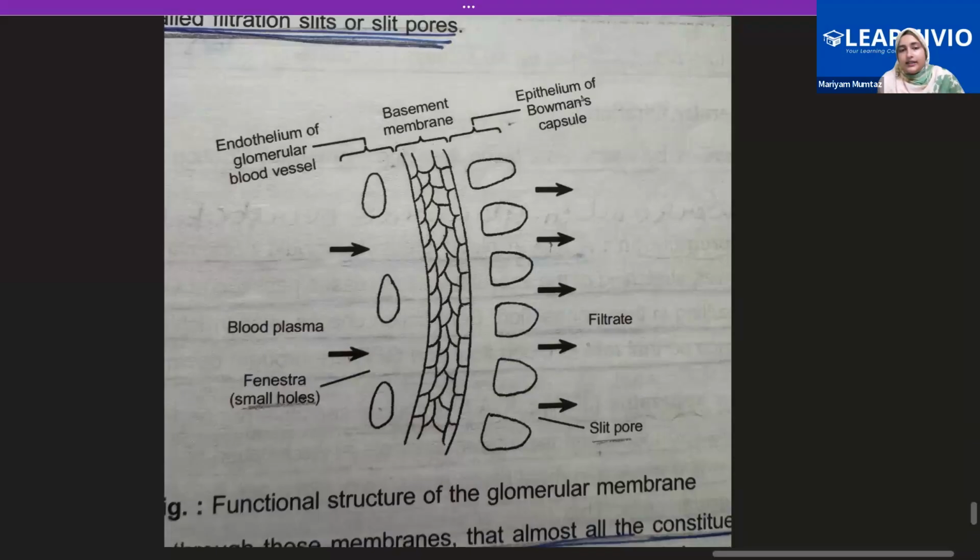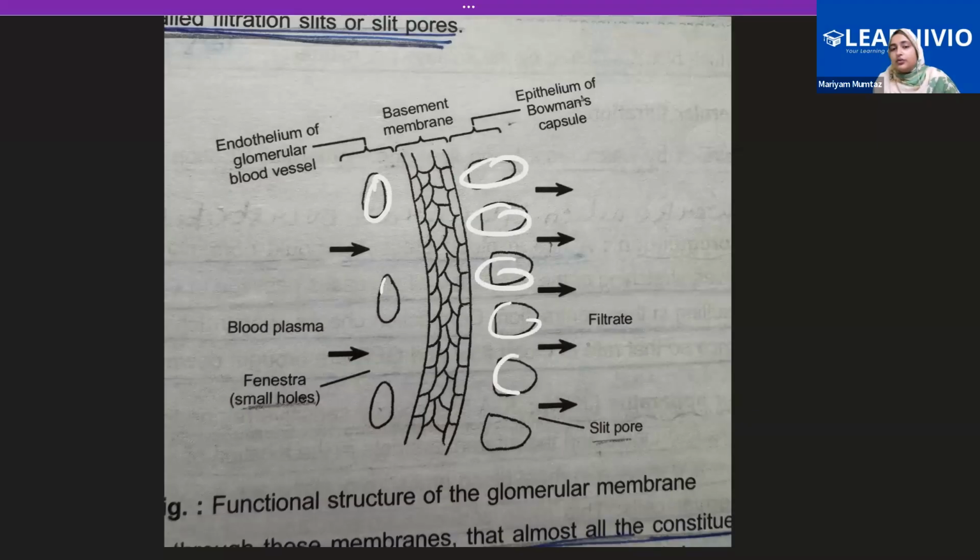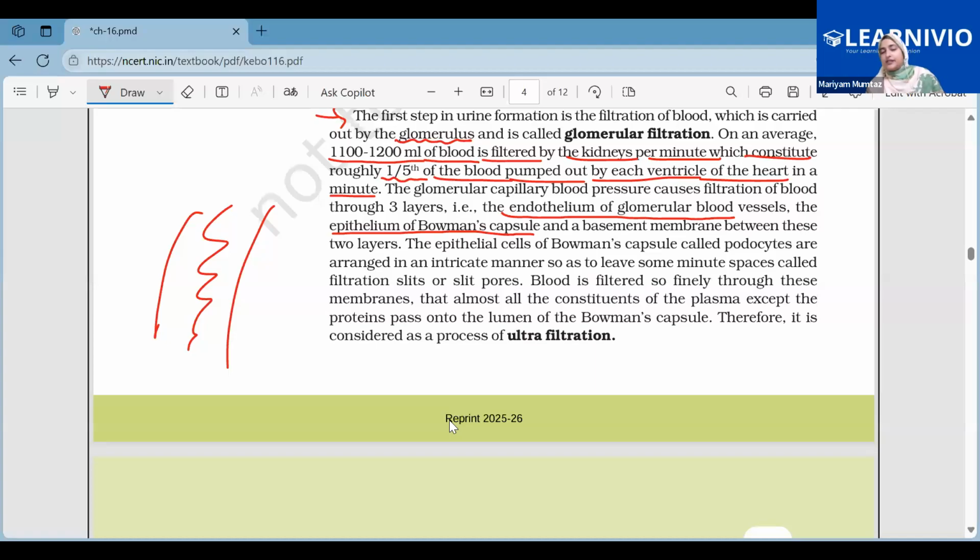Now, if you see, there are these holes present. These are the filtration pores. Through them, the blood is going to get filtered, just like how you might have strained tea. All the particles get left behind, and then the filtered tea comes out, right?